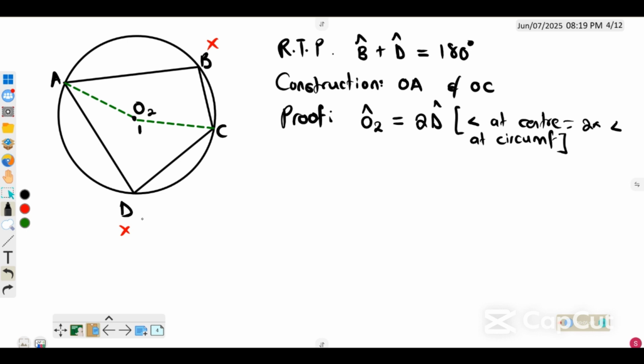This is also true for angle O1. The arc AC subtends that angle B, but the very same arc subtends which angle? This one. Remember that diamond thing?